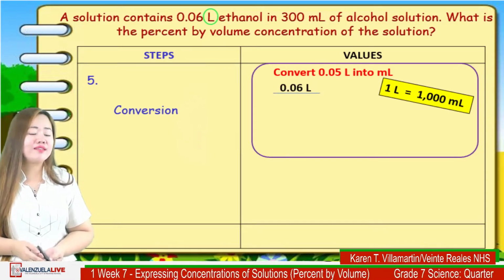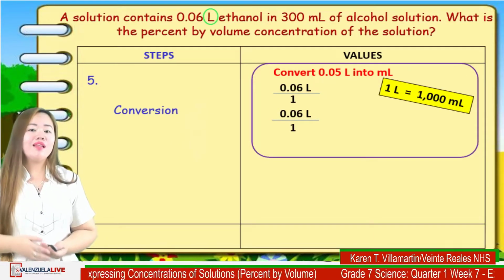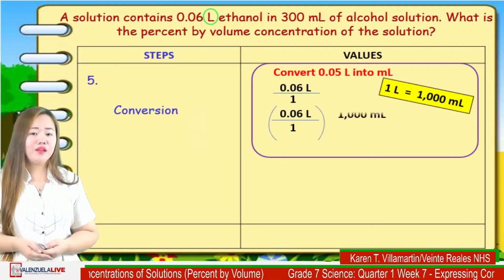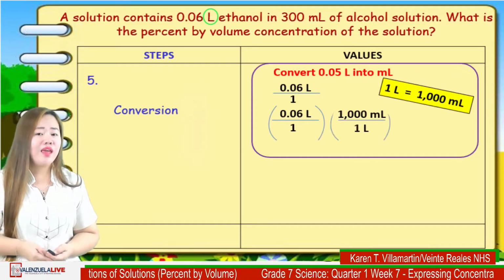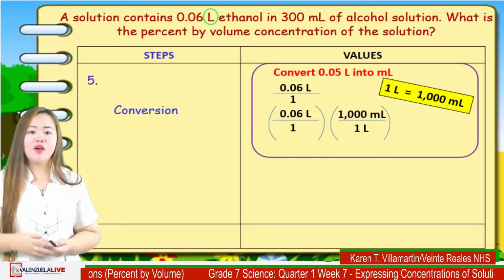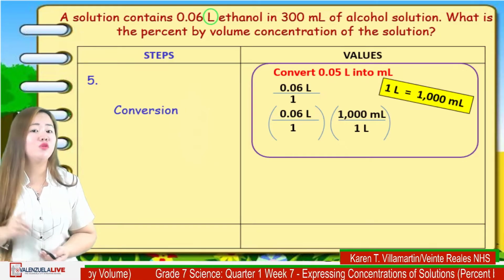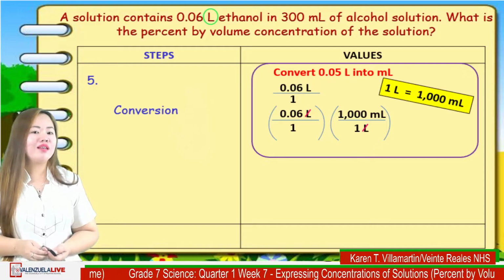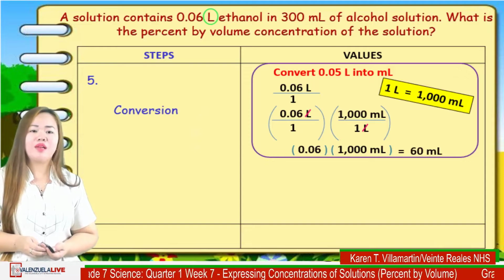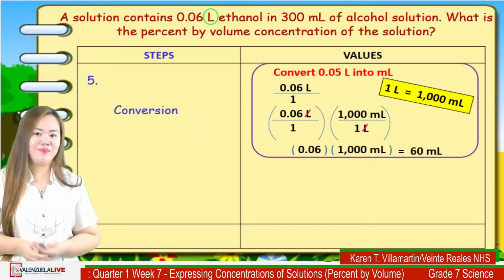Then, we write 0.06 as a fraction with a denominator of 1, and we need to include the unit as well. So, we need to get rid of liter and end up in milliliter. We do that by putting 1 liter on the denominator and 1,000 milliliters in the numerator. Now, we can cancel out the liter. So, 0.06 multiplied by 1,000 ml is equal to 60 ml.